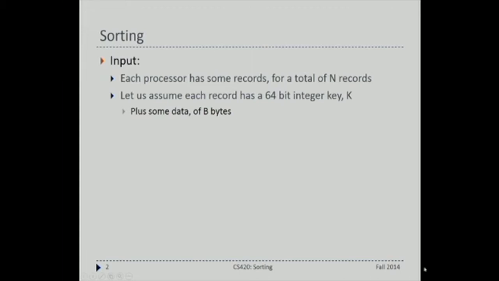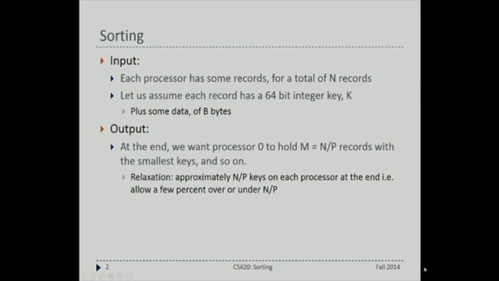We'll later maybe discuss what's involved if the key were something long, like a name or string of some sort. So at the end, we want the same keys and records to exist. No records should have disappeared, and no random magic records have been added. The second thing is every processor should have roughly an equal number of records. And the third thing is that they need to be sorted in the way that we defined.